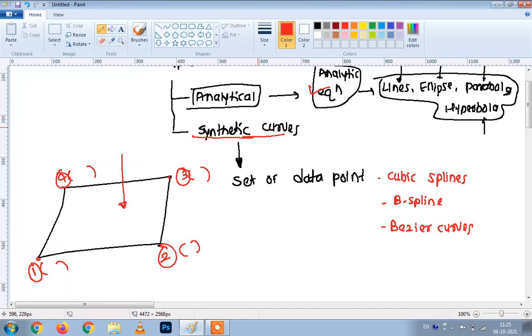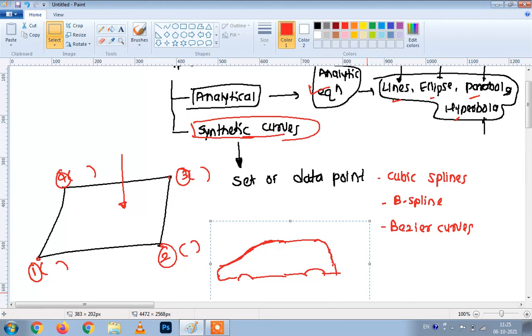Now, where exactly are these synthetic curves used? They are used to represent the profile of car bodies. In car bodies, we have some extremely aerodynamic shapes. Now, these are not lines, ellipse, parabola, hyperbola. We cannot create that particular curve using any existing line, parabola, hyperbola. But here, these synthetic curves are used. Similarly, aeroplane wings, propeller blades, shoe insoles, bottles, in all these synthetic curves are used.